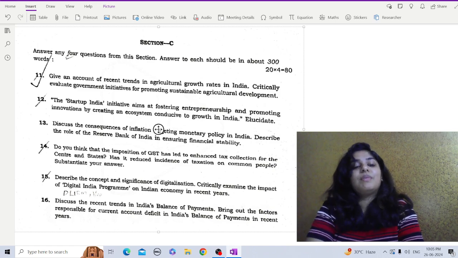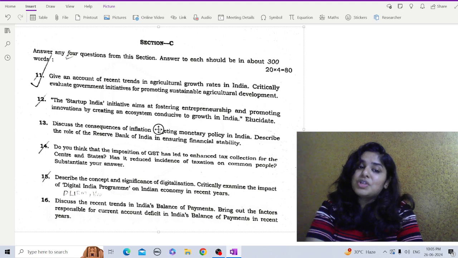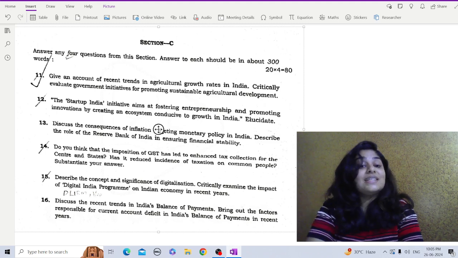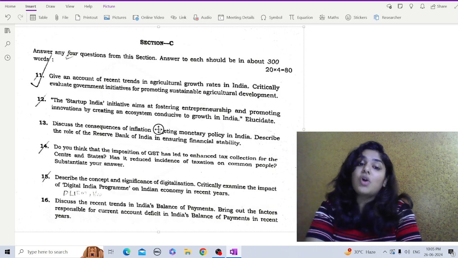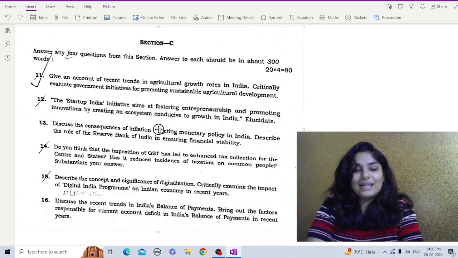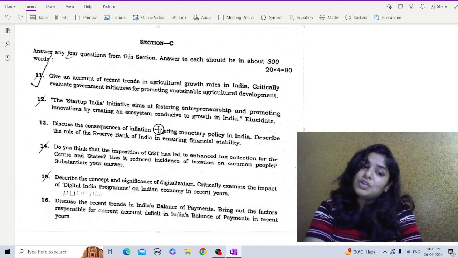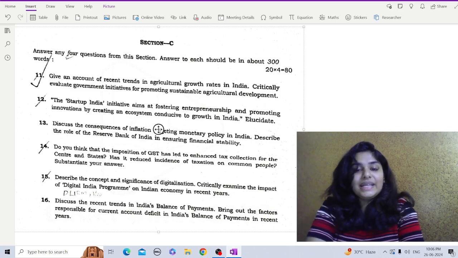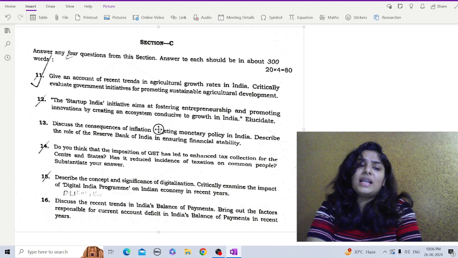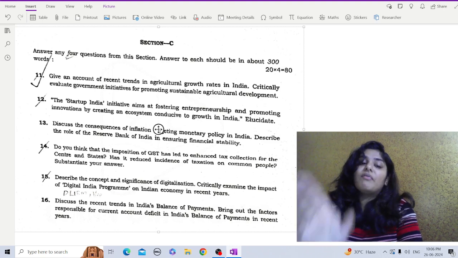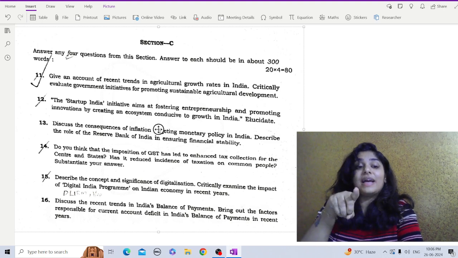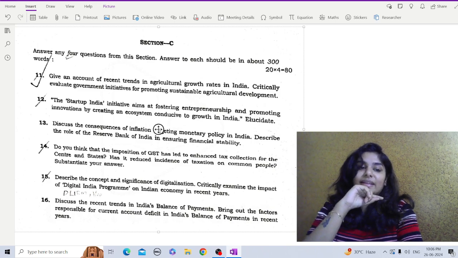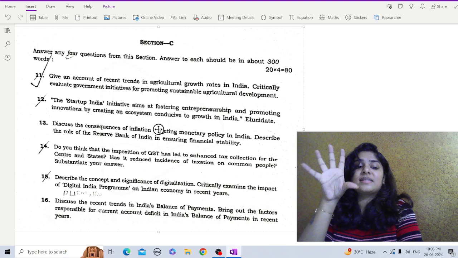Moving on to question number 40. Do you think that the imposition of GST has led to enhanced tax collection for the center and state? Has it reduced incidence of taxation on common people? Substantiate your answer. So the implementation of the Goods and Services Tax in India has led to what? Enhanced tax collection for both the center and the state, while also impacting the incidence of taxation on common people in varying degree. So let's talk about the enhanced tax collection part.